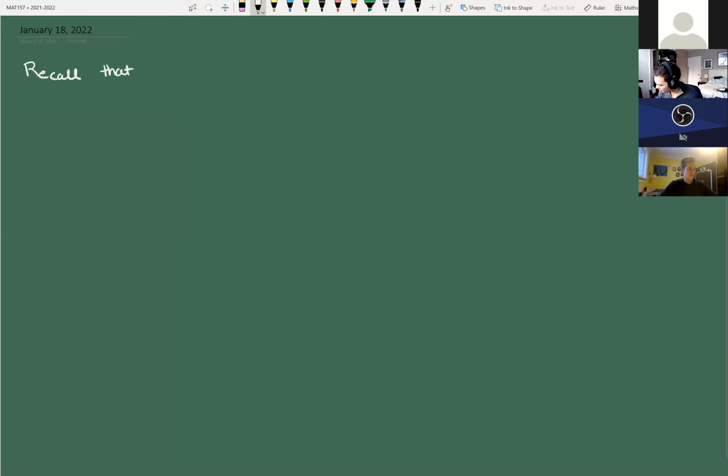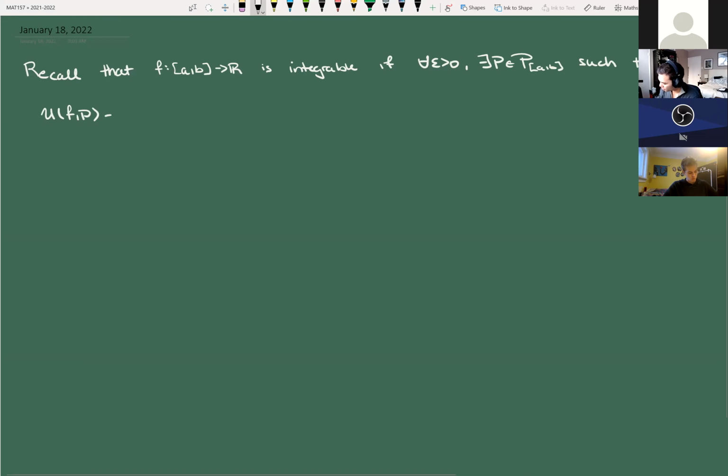Recall that f from [a, b] to R is integrable if for every epsilon greater than 0, there is a partition P such that the difference between the upper and lower Darboux sums is less than epsilon. Okay, and in that case, the integral we know is the unique number that is between the upper and lower sums.